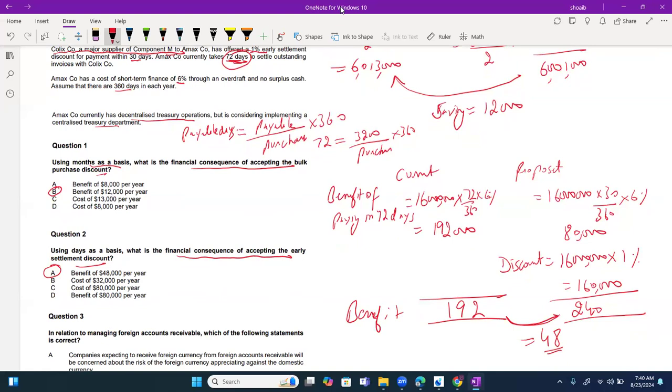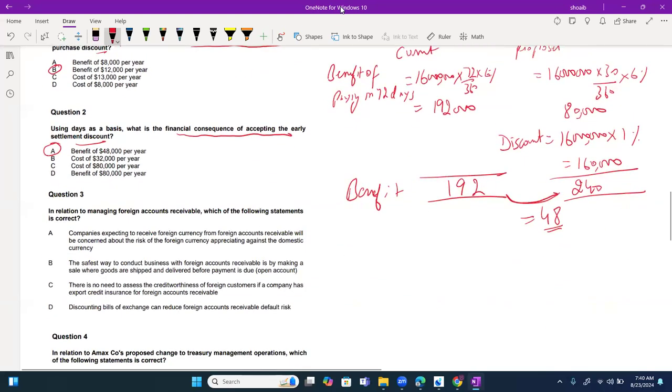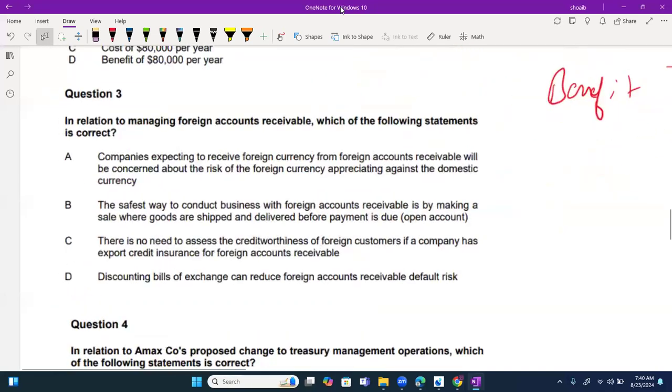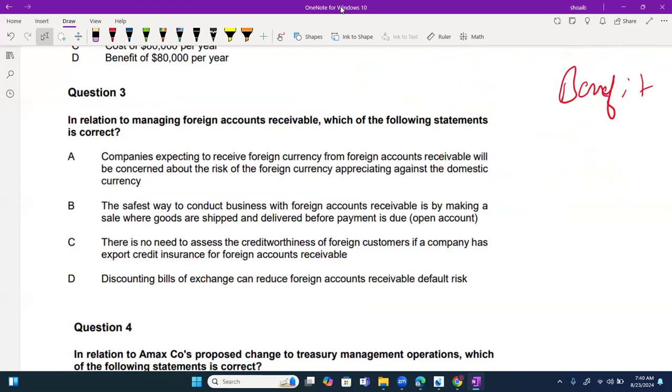Okay. Next is, in relation to managing foreign account receivable, which of the following statements is correct? Foreign account receivable means you are in your country and you are selling to a foreign customer and there is a receivable on your book. Number one, companies expecting to receive foreign currency from foreign account receivable will be concerned about the risk of foreign currency appreciating against the domestic currency.